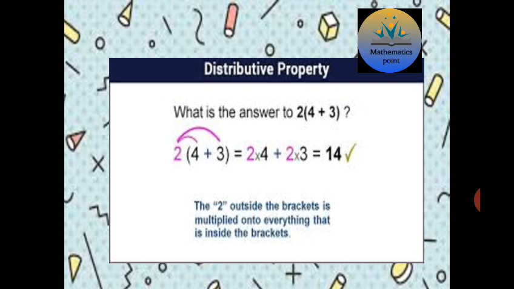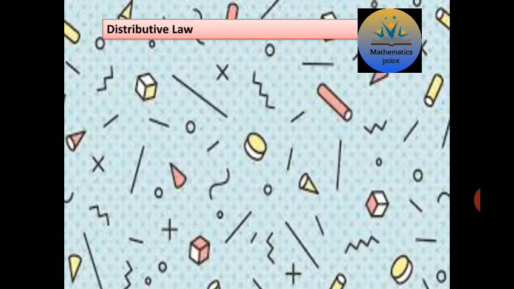Here it is also written in the note that the 2 outside the brackets multiplies onto everything that is inside the brackets. Here in the example there are two terms, but for example if there are 2, 4, 5, whatever number of terms, we multiply 2 with all the terms that are inside the bracket. Follow the same procedure and multiply 2 one by one with all the terms.